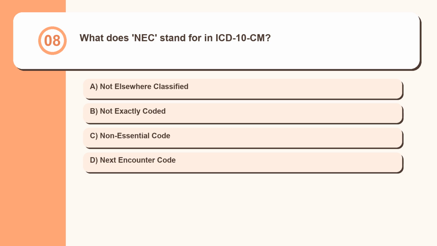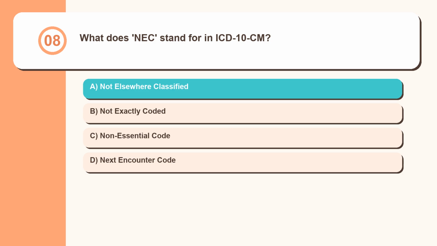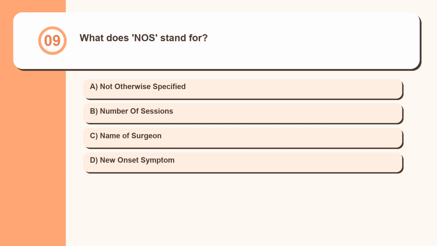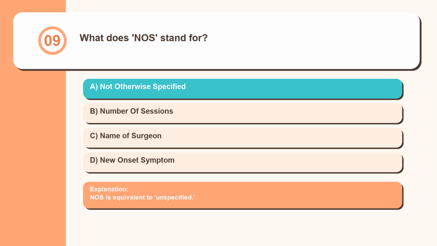Question 8. What does NEC stand for in ICD 10 CM? Not elsewhere classified, not exactly coded, non-essential code, next encounter code. NEC means other. The documentation is specific but there isn't a specific code for it. Question 9. What does NOS stand for? Not otherwise specified, number of sessions, name of surgeon, new onset symptom. NOS is equivalent to unspecified.